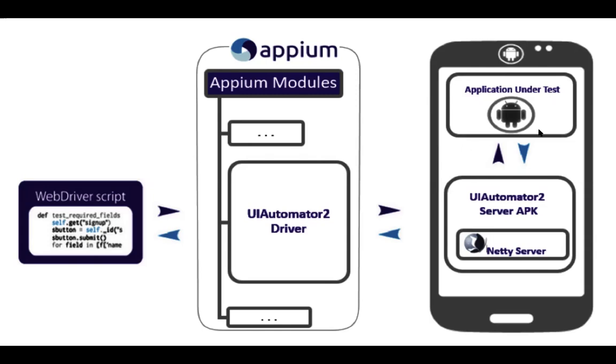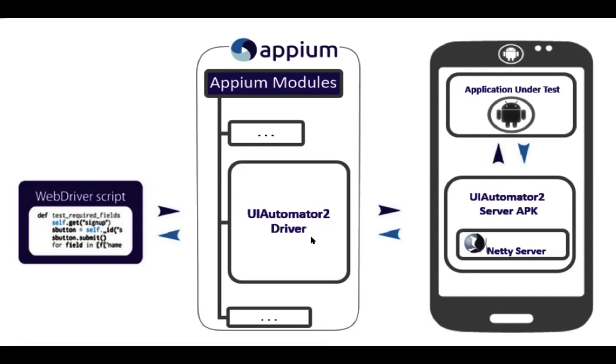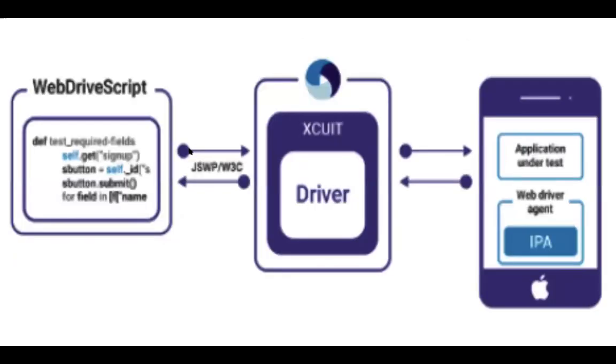The Appium server will then execute against the application under test, interacting with the application using UI Automator 2 if it is Android. If it is iOS, then it will do something else. We'll see those things in the upcoming video. Similar to that, for iOS we have the XCUITest driver, which will try to automate through WebDriverAgent. Those things we'll see in later videos.